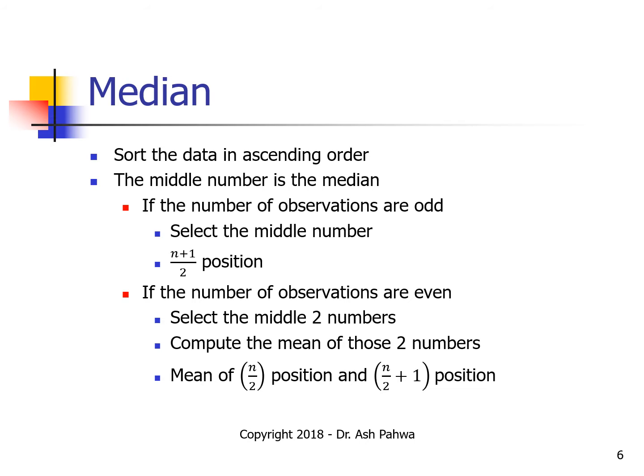Suppose the number of observations is even, then we are not going to get a single number. We are going to get two middle numbers because the total number of observations is even. So we need to compute the mean of those two middle numbers. So it is the mean of the n over 2 position and the n over 2 plus 1 position. In the next slide, we are going to take an example of this.